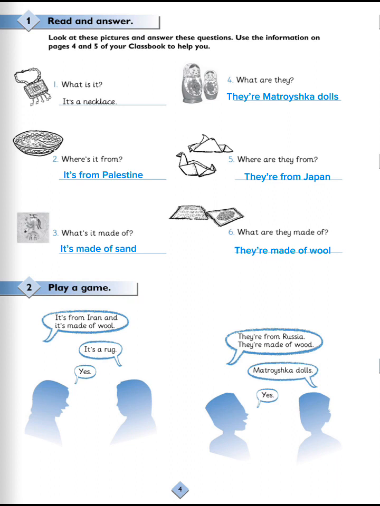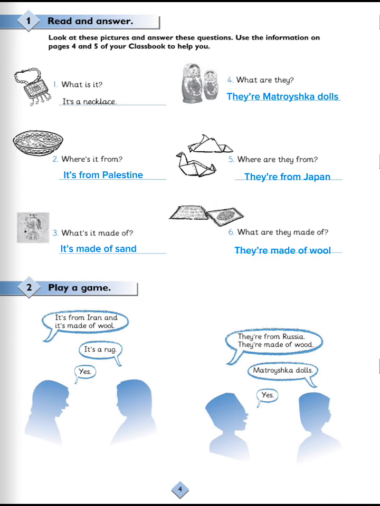Exercise number 2. Play a game. Describe one of the objects for your classmates and see if they can guess what object it is. Use these examples to describe the object.